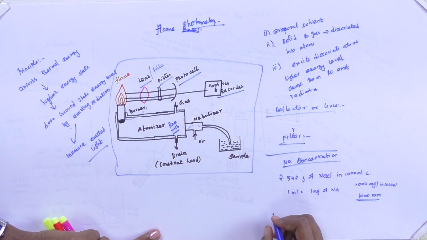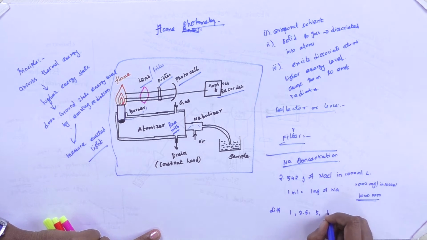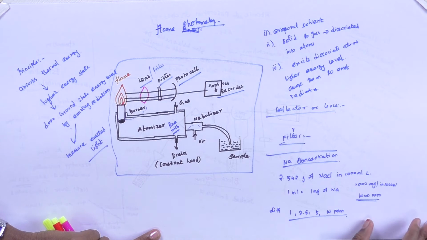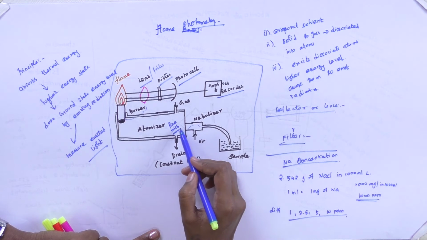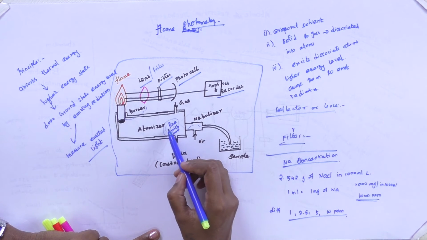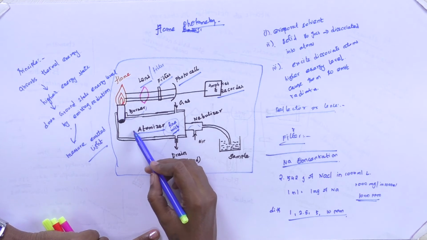From the stock solution we make different standard concentrations: 1 ppm, 2.5 ppm, 5 ppm and then 10 ppm. In this range we are increasing the concentration of the diluted standard solution. After that, the standard sample solution is fed into the nebulizer. There the droplets are formed in the form of fine mist. After that we send it into the atomizer.